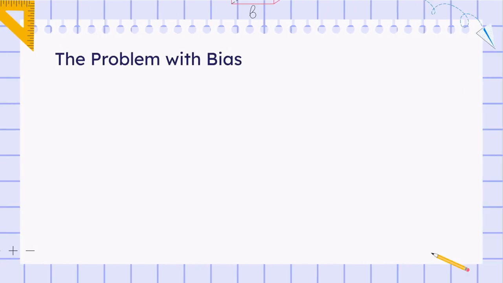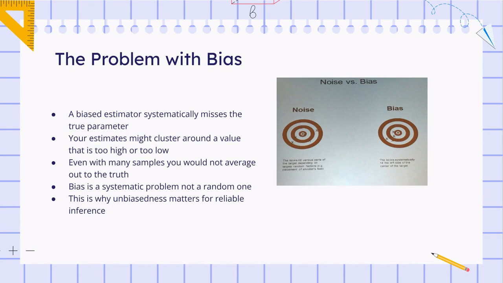The problem with bias is that a biased estimator systematically misses the true parameter. Your estimates cluster around a value that is either too high or too low. Bias is a systematic error, and that is why unbiasedness is crucial for reliable inference.